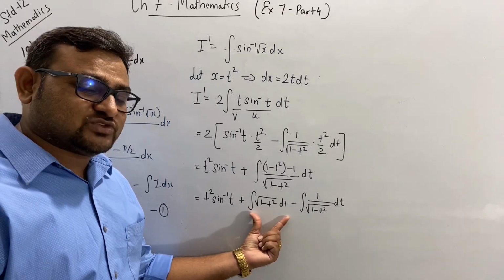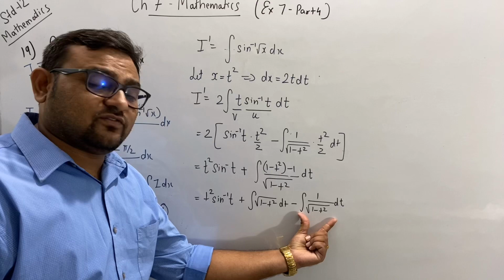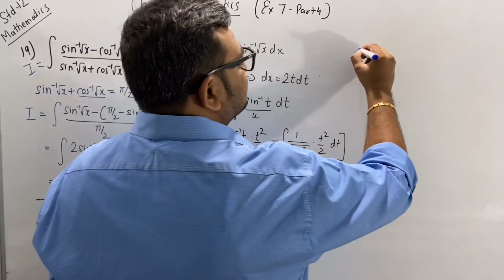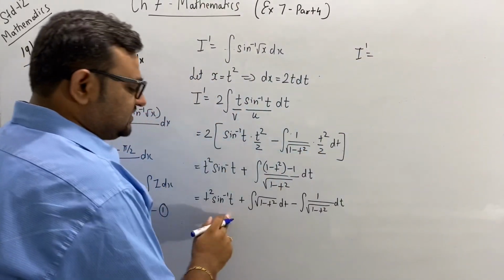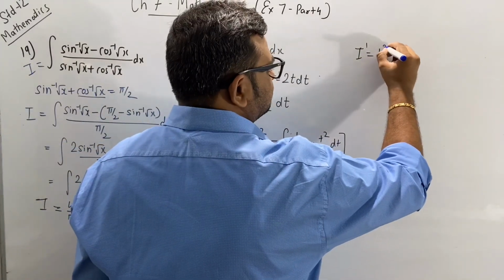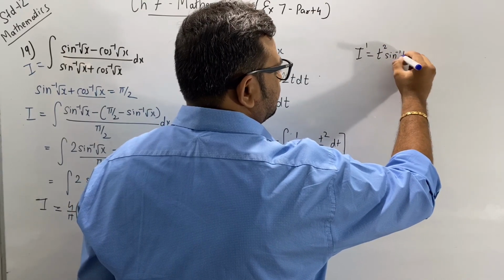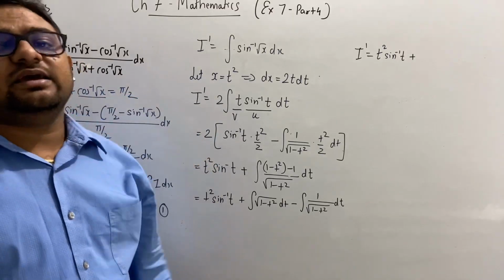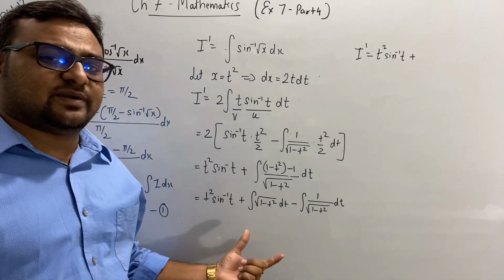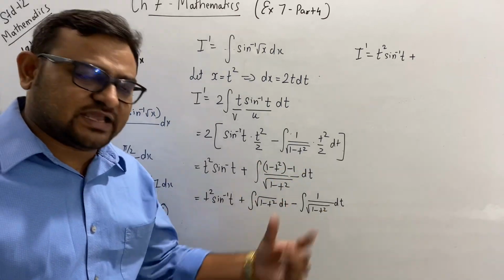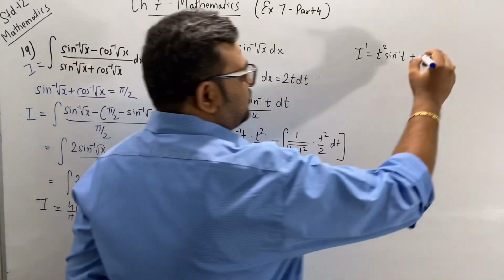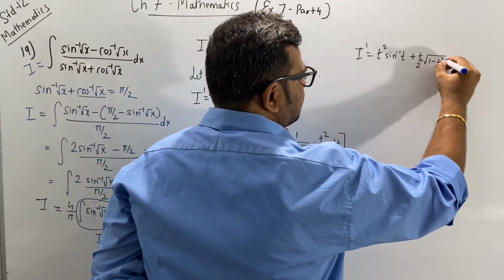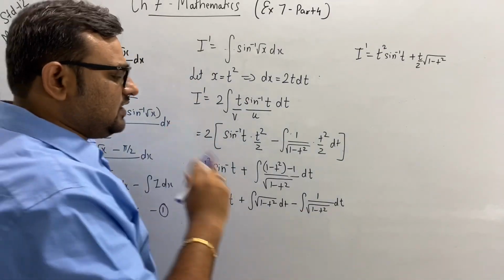Integration of square root of a square minus x square, integration of 1 upon square root of a square minus x square, right? So we'll use this formula. So I dash will be equal to t square sine inverse t plus. So now what is this formula? x by 2 root of a square minus x square plus a square by 2 sine inverse x by a. Here it is t, so t by 2 root of 1 minus t square. Clear?